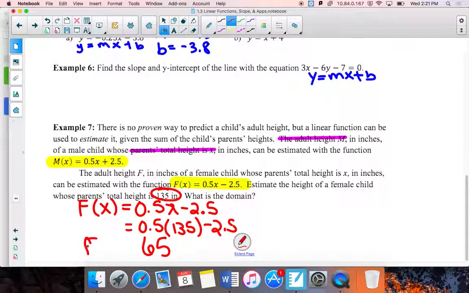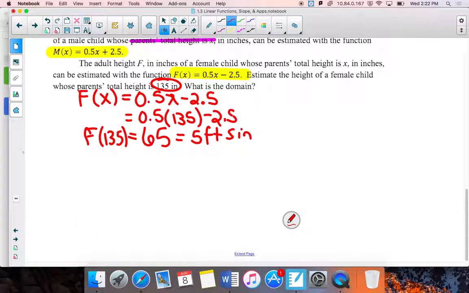So f of 135 is 65. When we plugged in 135, we get out 65. And so that means that that child will grow up to be about 65 inches tall, which is about 5 feet 5 inches. Just so that way we can see in terms of how we would talk about height.